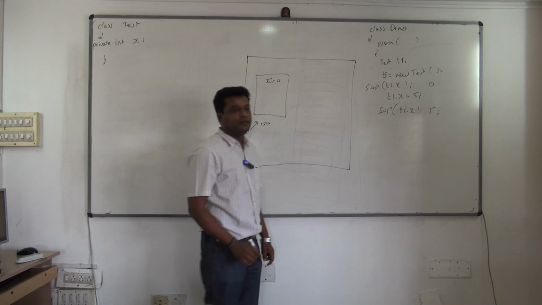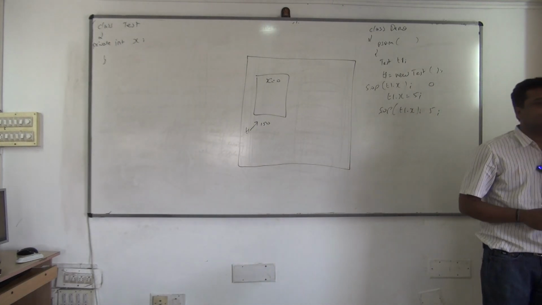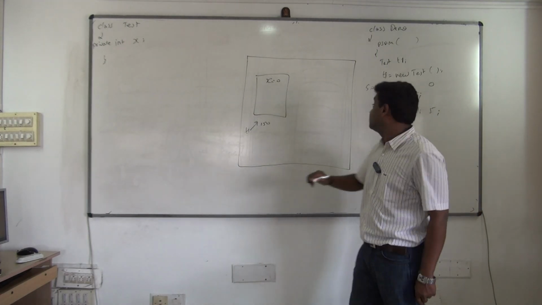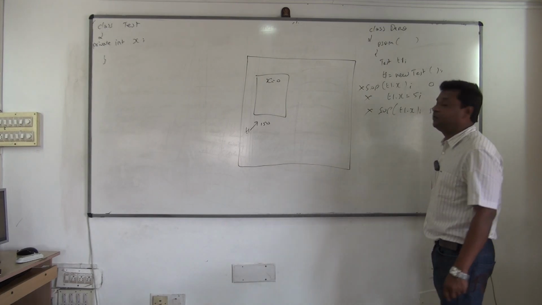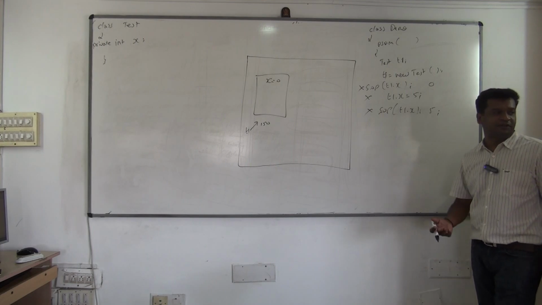Finished. When you create the object, X is there inside the object, but I cannot access it. This is wrong, I cannot work. So the private type of access restricts.